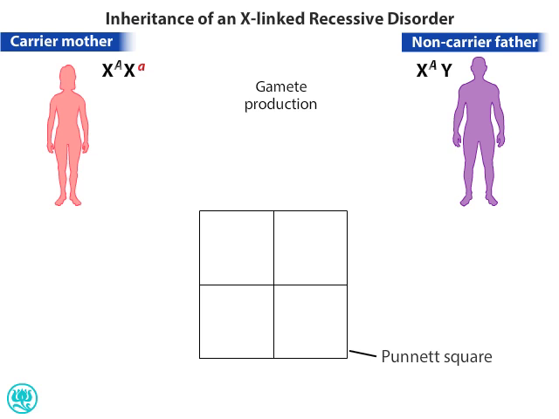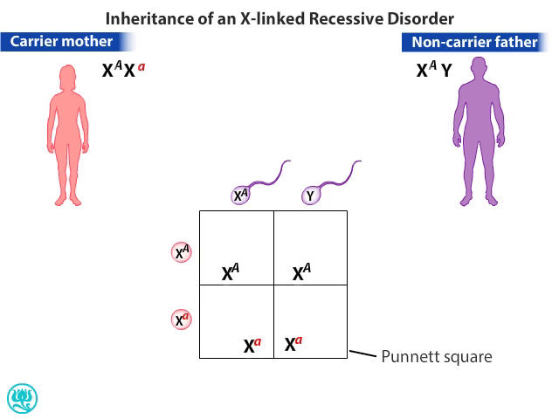In gamete production, the male produces two kinds of sperm. Half carry an X chromosome with a healthy allele, and half carry a Y chromosome, which lacks this particular gene entirely. The mother produces eggs with X chromosomes. Half of the eggs have the healthy allele, and the other half have the recessive disorder allele. In a Punnett square, the genotypes of the eggs and sperm are placed on adjacent sides of the grid.